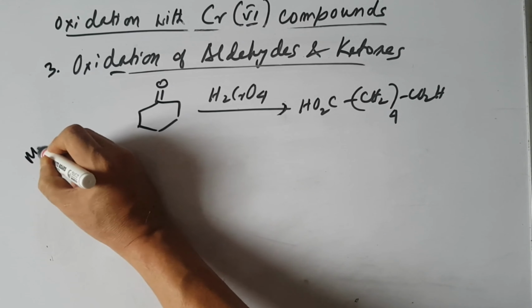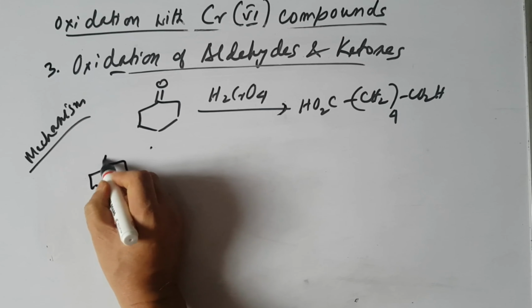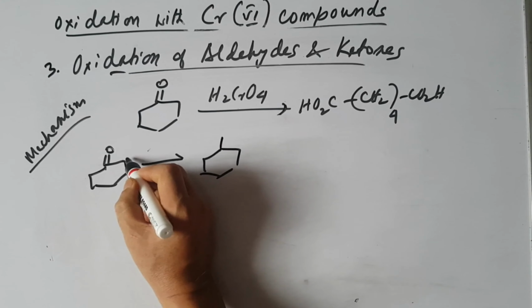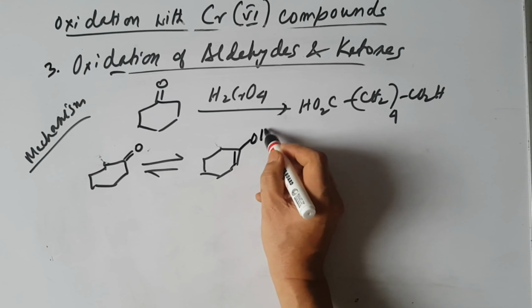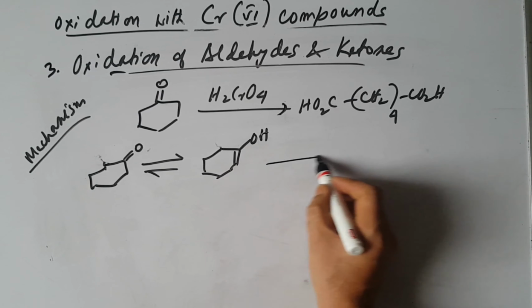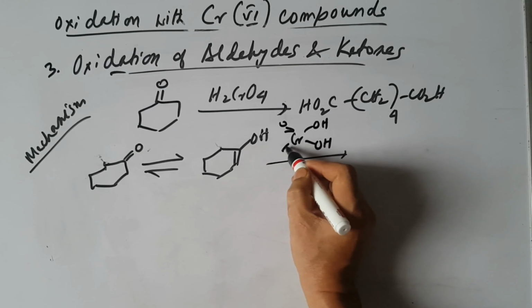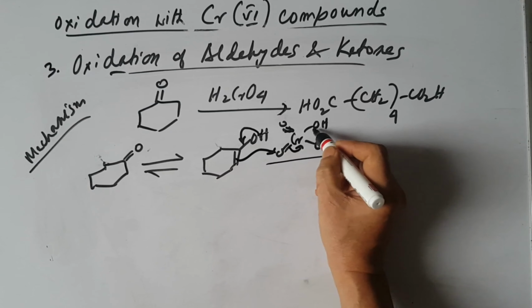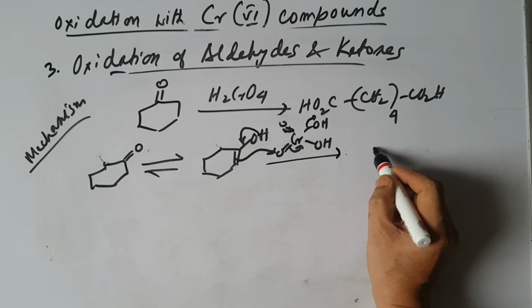Let's see the mechanism of the reaction, how it is formed. First, the ketone, in its tautomeric form, can be written as the enol form, with OH. The hydrogen here delocalizes like this. Then, in presence of chromic acid, the enol attacks the chromium, and there is loss of water. So what about the intermediate? The intermediate is formed fast.